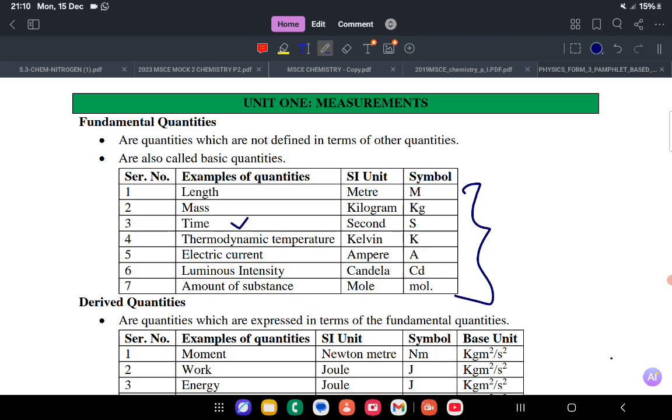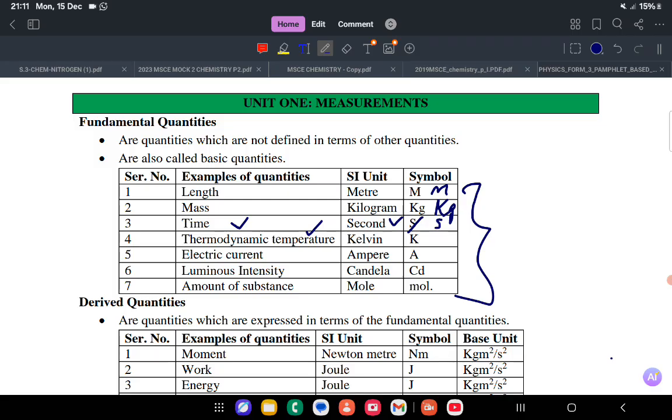Another one is time. Time is measured in seconds. The symbol for second is just a small s. Please take note, it's not supposed to be capital S, but small s. All right, kg, similarly, kg is all right. Meter is small m.